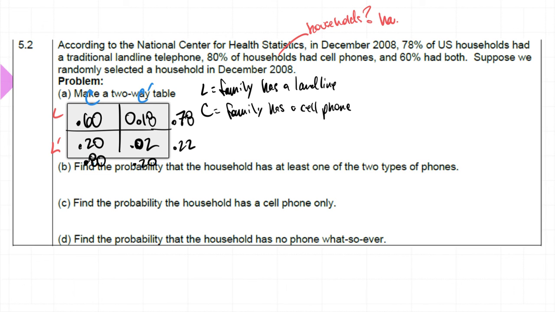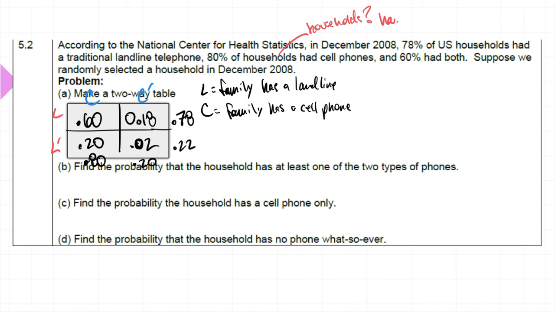So filling this table out is not as straightforward as the last one, but we have some information that will help us. 78% have a landline. So here's landline. It has to add up to 0.78, which means the complement is going to be 0.22. So these add up to 1. 80% had a cell phone. So here's the cell phone column. It has to add up to 0.80, okay? We know that 60% have both. So this is cell phone and landline, that's 0.60, and we use this information to fill in the rest of these squares. So we have 80% cell phone users, 60% have both. That leaves 0.20 that have only a cell phone and no landline.